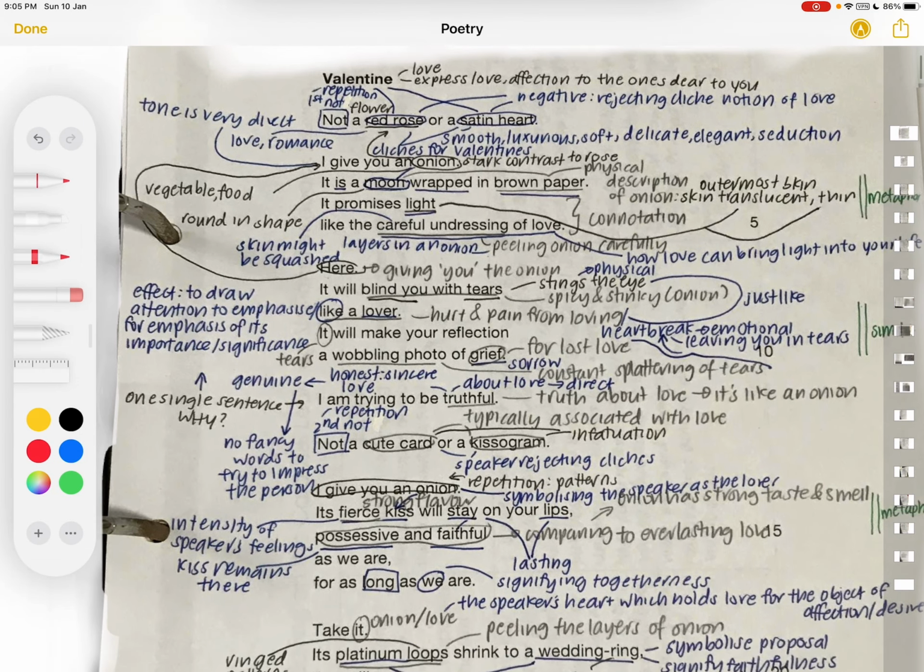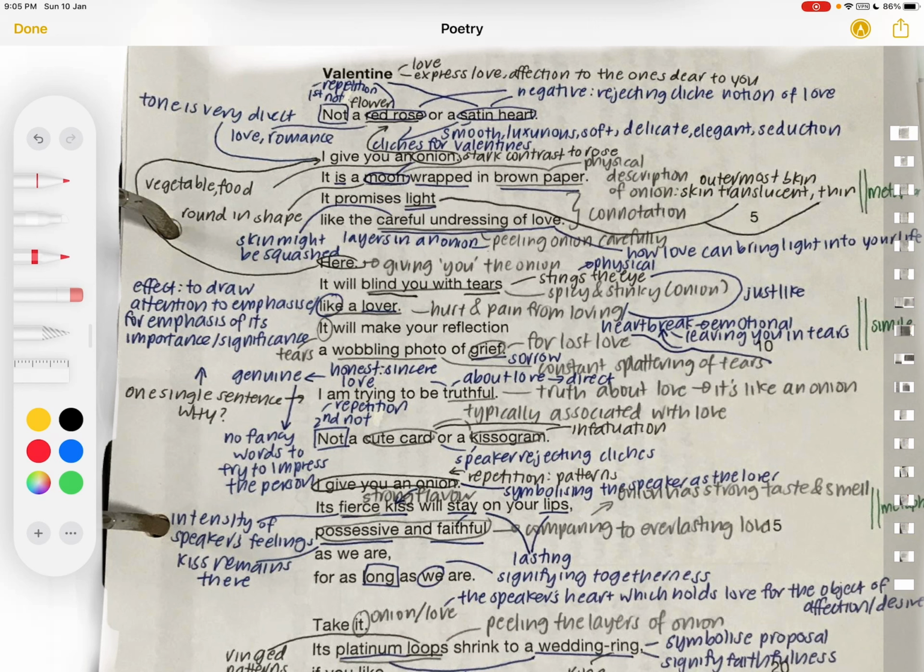Here, in the third stanza, we have this first line with only one word, so it actually mirrors this very direct tone, and this direct tone is very apparent throughout the poem. So the poet is giving the reader the onion, which is also love, because in this poem the onion is a symbol for love.